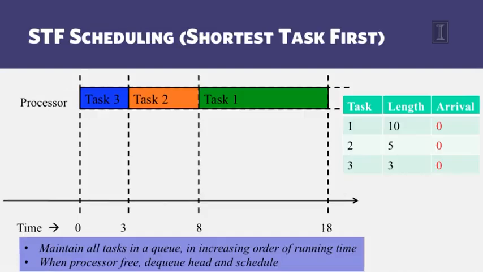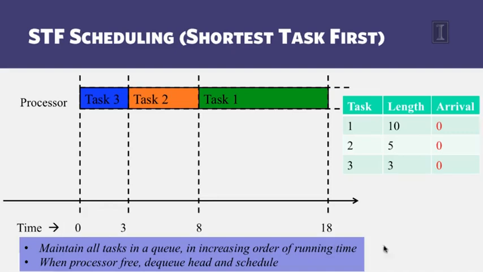Well, that better scheduling algorithm is known as shortest task first. So in this particular approach, again, you maintain all the tasks in a queue, but not in the order of arrival. Instead, you maintain the tasks in increasing order of running time. So tasks that are shorter are maintained towards the head of the queue, and tasks that are longer are maintained at the tail of the queue. Whenever the processor is free, you dequeue the head task and you schedule it on the processor.